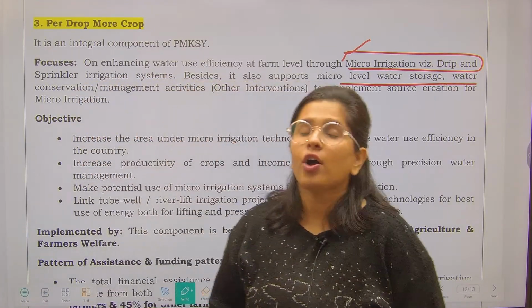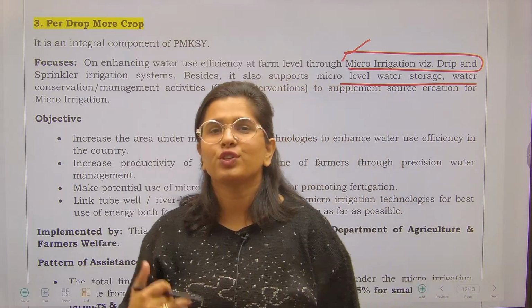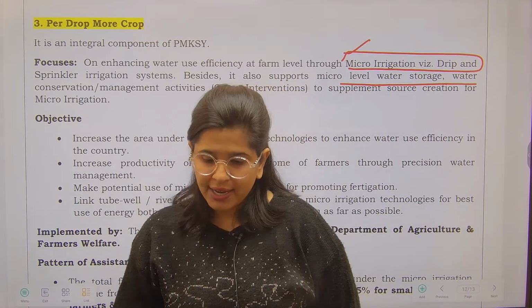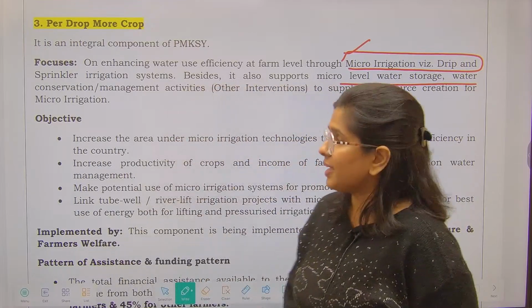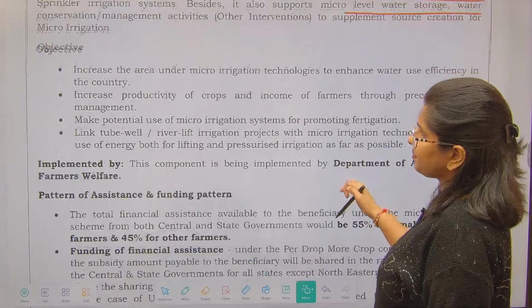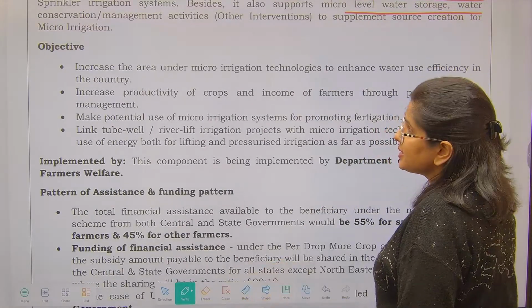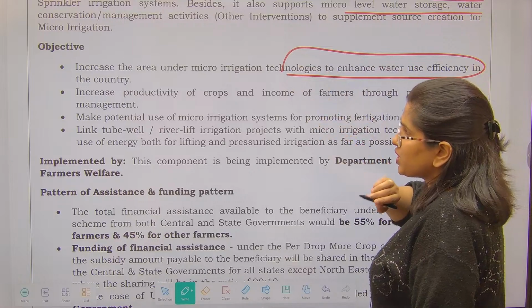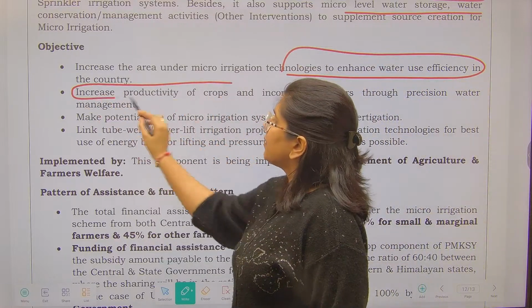So Per Drop More Crop focuses on efficiency and on newer kinds of technologies like your drip irrigation, right, as well as sprinkler irrigation. Now let's talk about its objectives. So it increases the area under micro irrigation technologies to enhance the water use efficiencies. It increases productivity of crop.